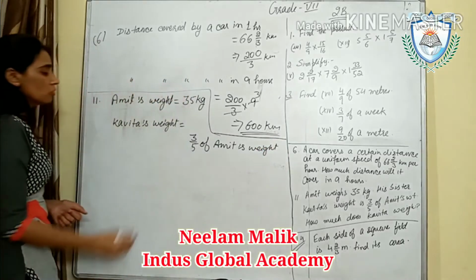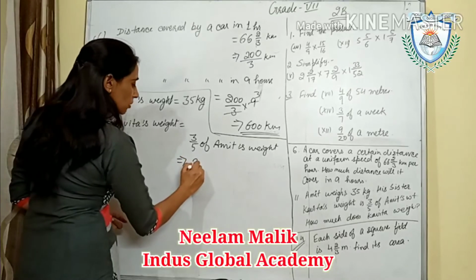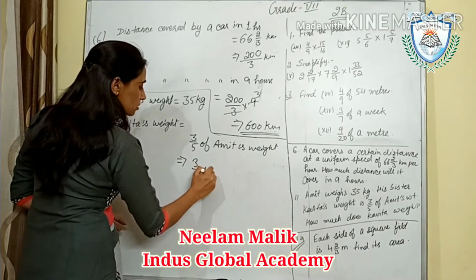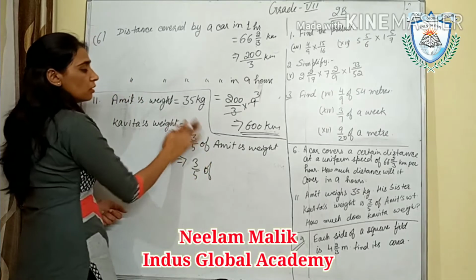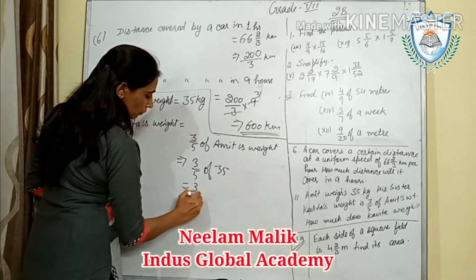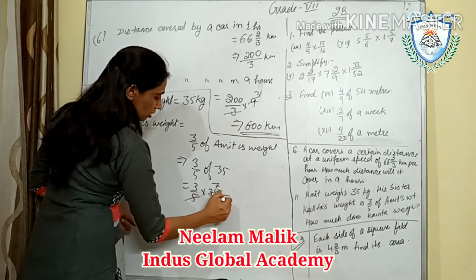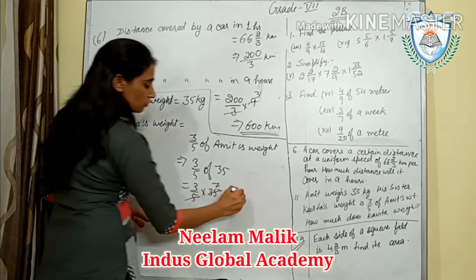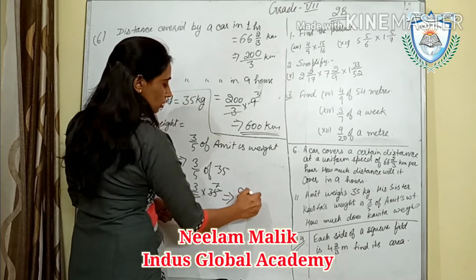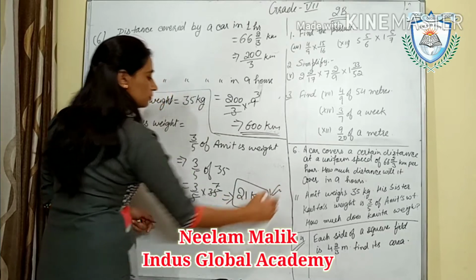Okay, so what we will do here? Kavita's weight is equal to 3/5 of, which means multiply. What is Amit's weight? 35. So here we have 3/5 into 35. You will cut this, 7 5s are. So Kavita's weight is 21 kg. Kavita's weight is 21 kg.